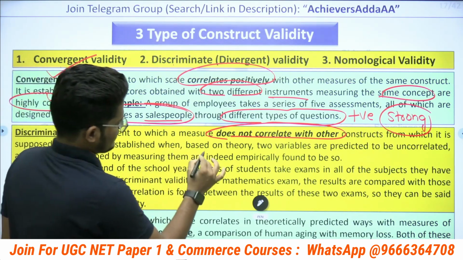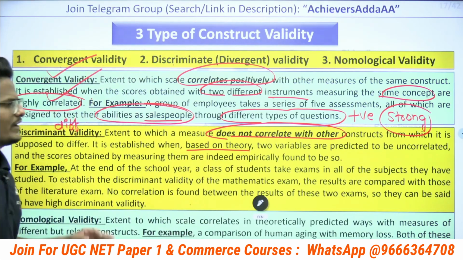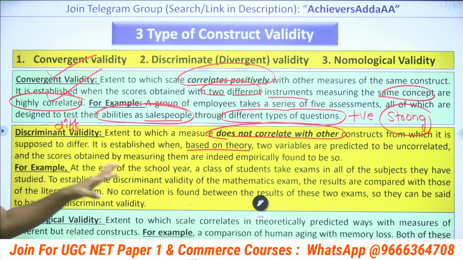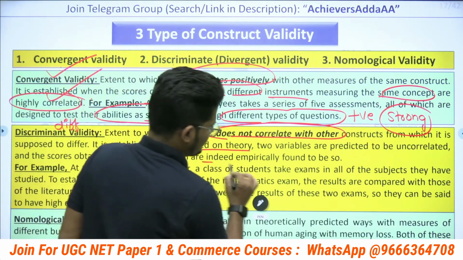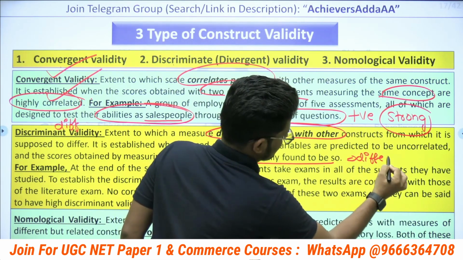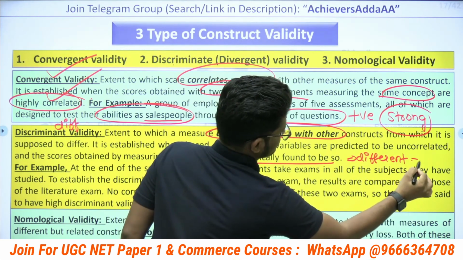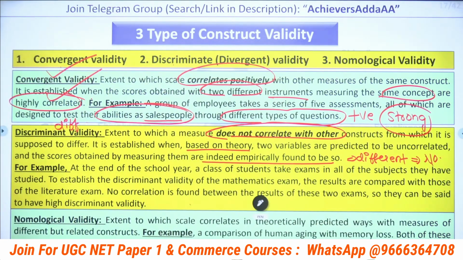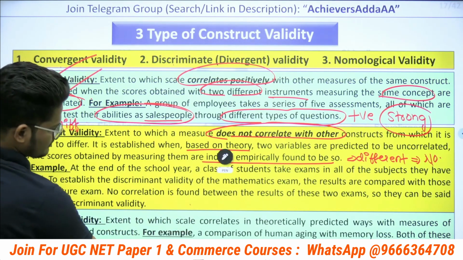It is established when, based on the theory, two variables are predicted to be uncorrelated and the scores obtained by them are indeed empirically found to be different in nature. When it is different, then obviously no correlation. When there is no association between the variables, that will not be having any validity. That is called divergent or discriminant validity.